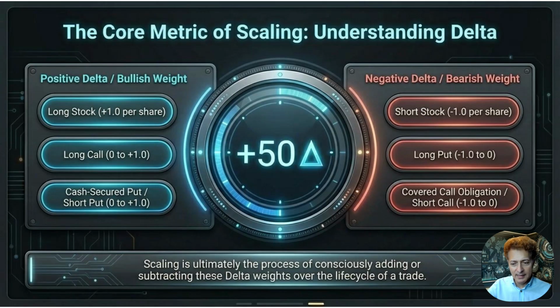Long puts is the same thing, but because they are negatively correlated, it doesn't go from 0 to +1, it goes from -1 to 0. Okay? It's the same thing. A put which is deep in the money would have a delta of -1. A put which is deep out of the money would have a delta of 0. And an at the money put would have a delta of -0.5.